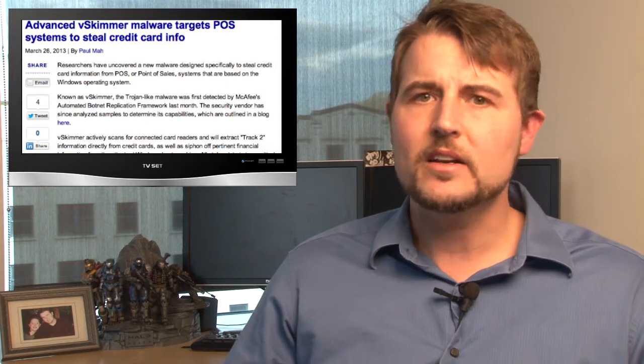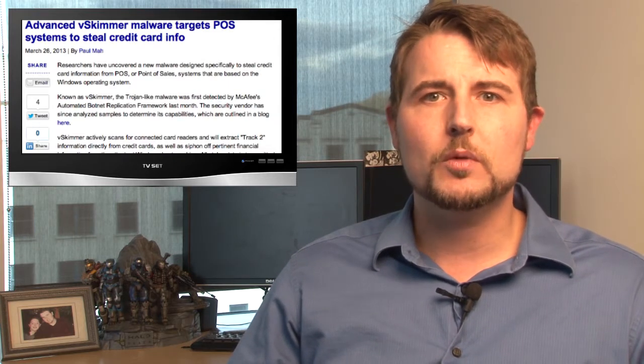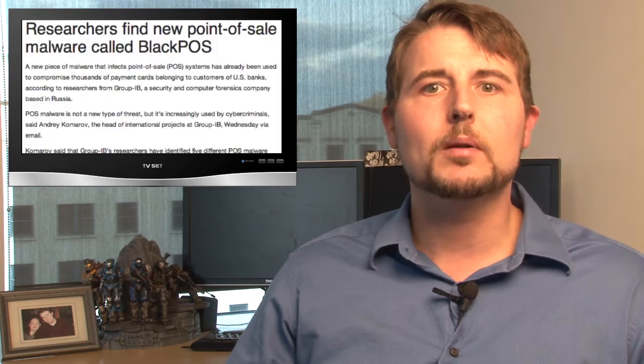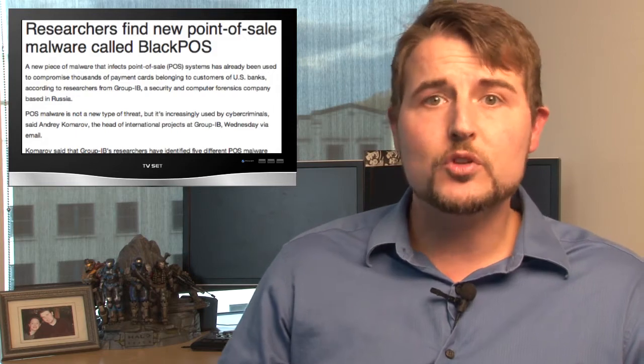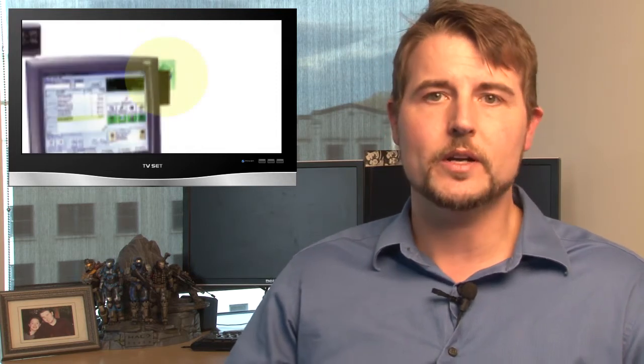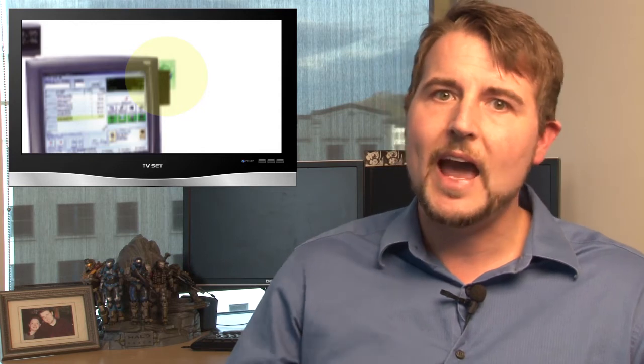One was a Trojan found by McAfee called vSkimmer, and another one was a Trojan found by a group called Group IB, which they called Black POS, but is also called a Dump Memory Grabber. Both of these were Trojans designed to infect Windows computers, and they checked the Windows computer to see if there was an attached credit card reader. If they found such a reader, they would try to capture and steal the magnetic stripe data, sometimes called track 1 and track 2 data, that you would get when you swipe these credit cards, and that could contain information like account numbers and expiration date and stuff like that.